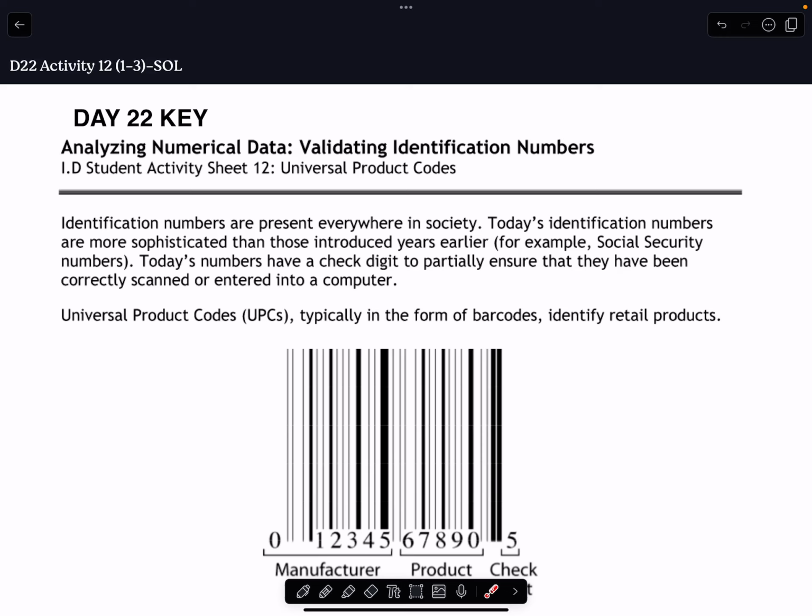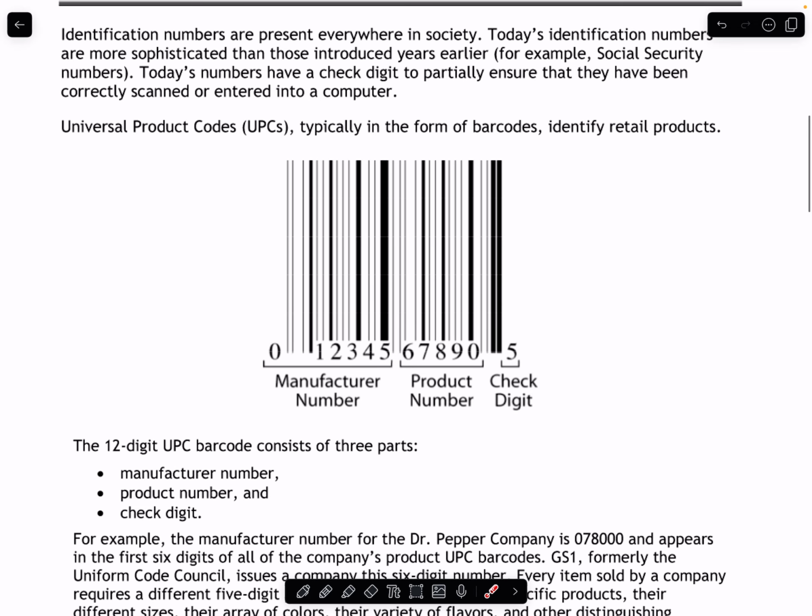All right, class, this is day 22, and today we're talking about universal product codes and how to determine if a code is valid or invalid. Here's an example of a product code, and we're going to determine if that is valid or not.